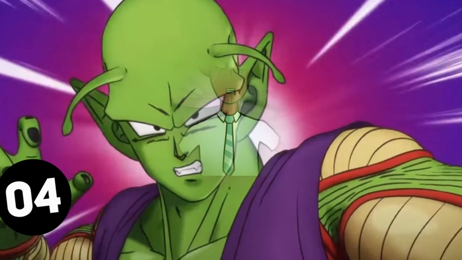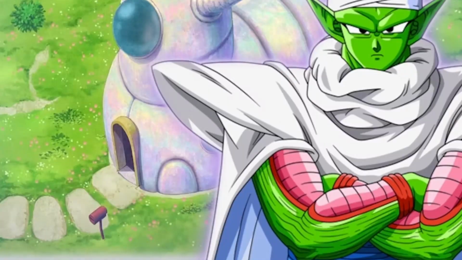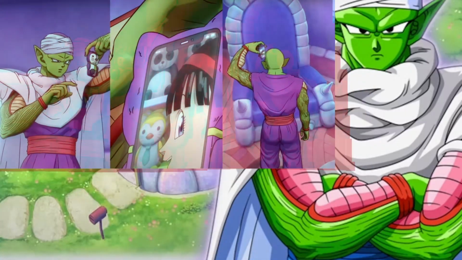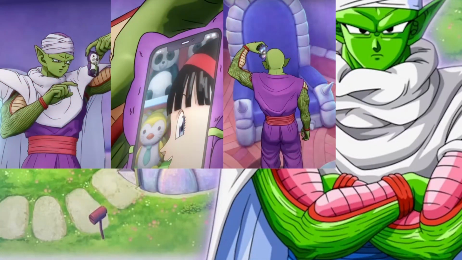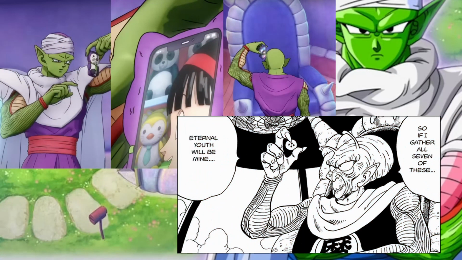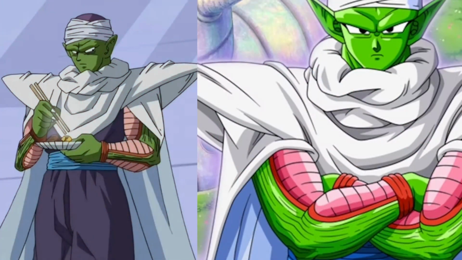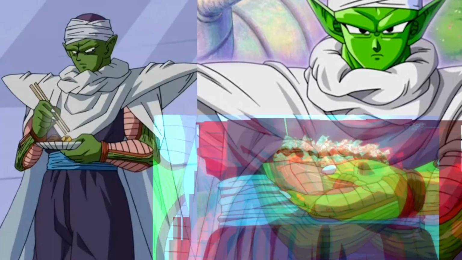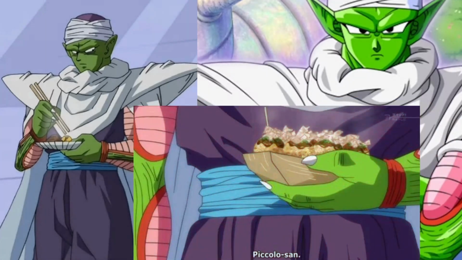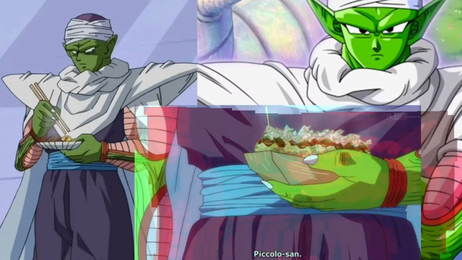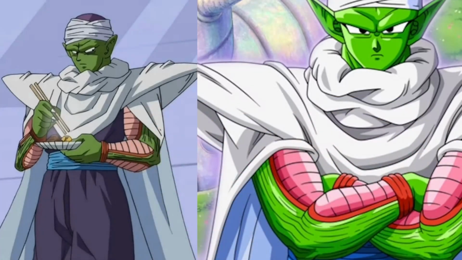Number 4. Piccolo's house is very similar to the design of the houses we saw on Namek, and inside it we can see several cool references. The way Piccolo holds his phone is the same way his father held the Dragon Balls. The throne Piccolo is sitting on is also the same one his father used and also the Grand Elder, and although Piccolo sometimes says in the movie that he only drinks water, we can see him eating in some scenes of Dragon Ball Super. This shows that even though he doesn't need to eat to survive, he can, and maybe he even likes it, depending on the food.